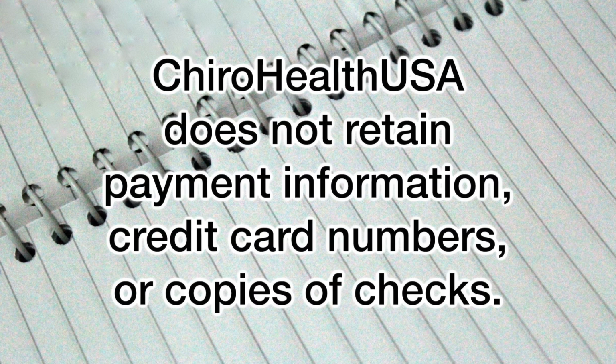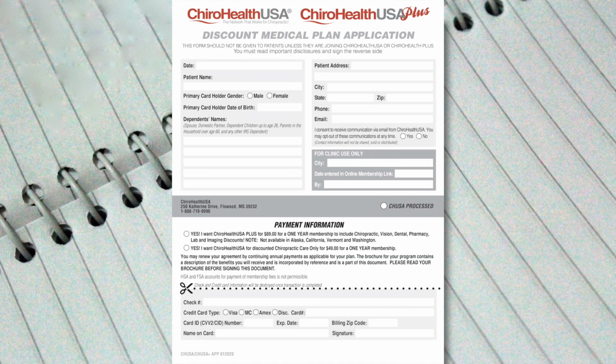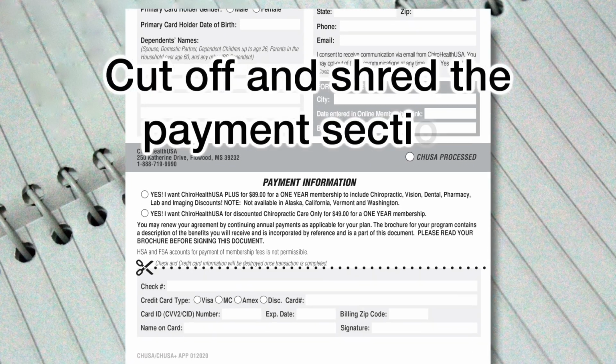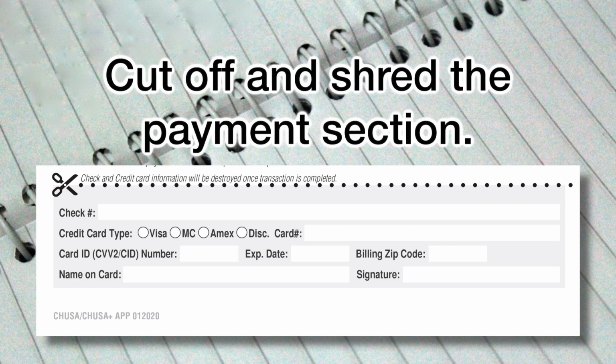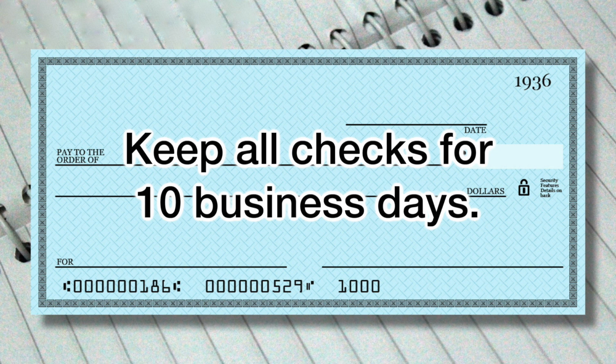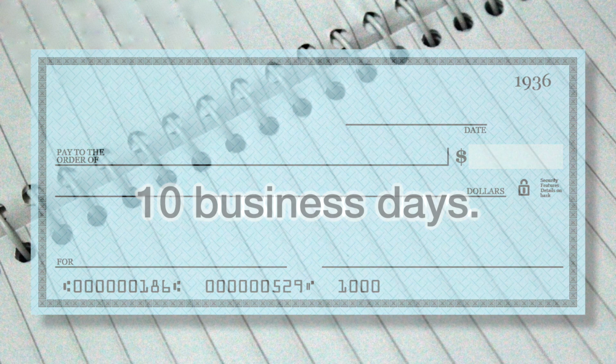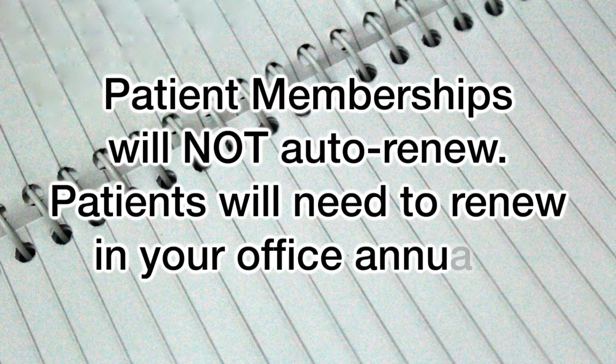This will ensure the payment is processed correctly. Some additional things to remember about patient enrollment. ChiroHealthUSA does not retain payment information, credit card numbers, or copies of checks. After a patient's payment has been successfully processed, cut off and shred the payment section at the bottom of the patient's membership application containing any financial information before saving the application to their file. But remember to keep all checks for 10 business days before disposing of them. Patient memberships will not auto-renew. Patients will need to renew in your office annually.